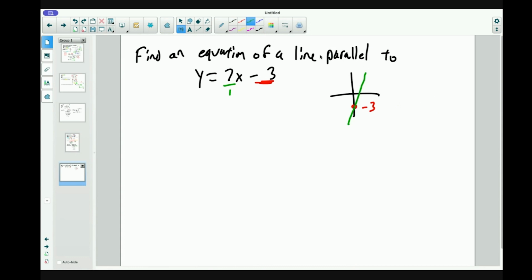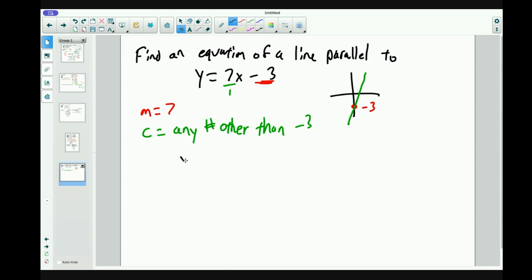So if we're looking for a line that's parallel to this current line here, we know that the gradients have to be the same. So our new gradient also has to be 7. But the key here is understanding that parallel lines also do not cross. They don't meet, okay? So for our new y-intercept, it can be any number other than that negative 3 that we started off with.